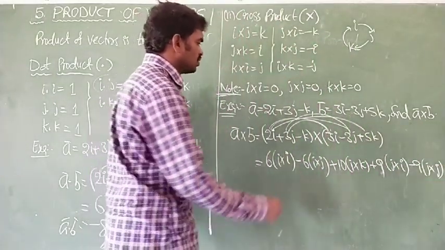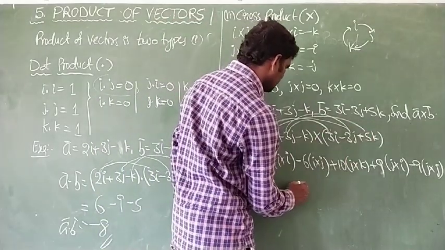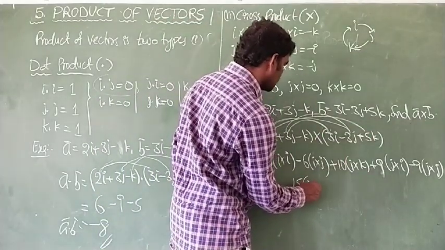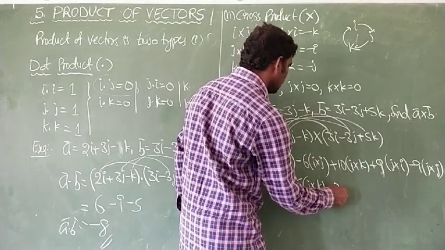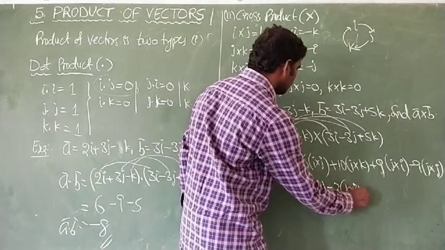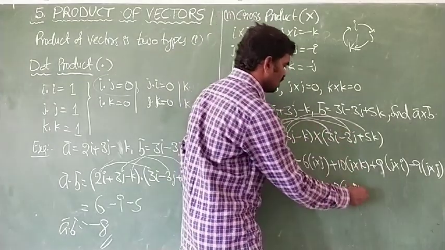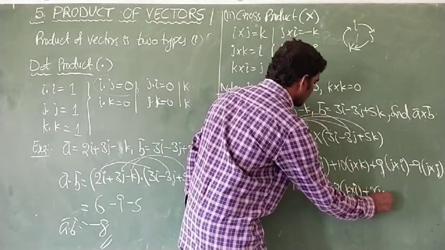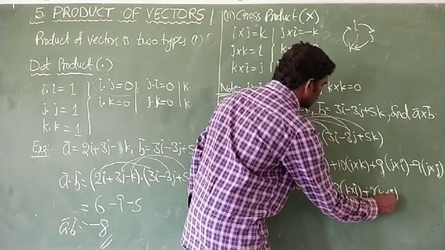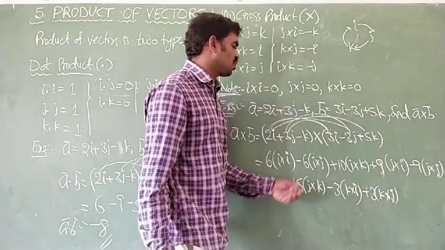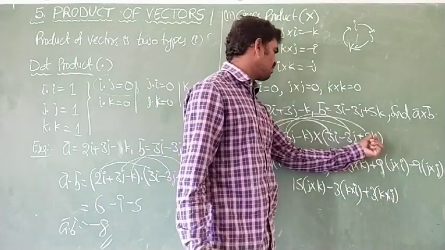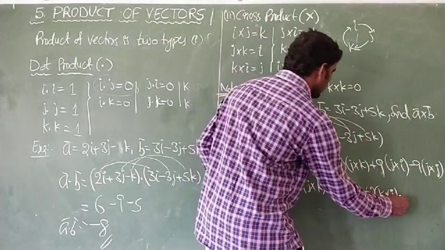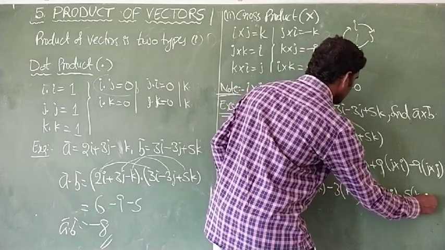Next, 3j with 5k, 3 times 5 is 15, j cross k. Next, minus k with 3i, minus 3 k cross i. Next, minus k with minus 3j, so plus 3 k cross j. What is first and what is second is also most important. First is k, second is j, so k cross j. Next, minus k with 5k, so minus 1 into 5, minus 5 k cross k.